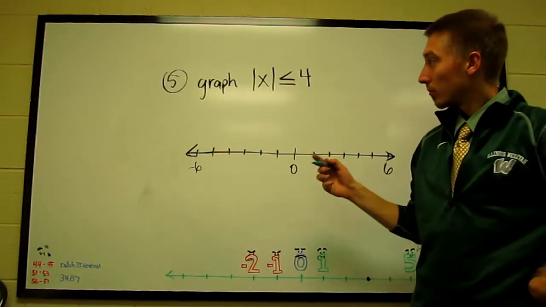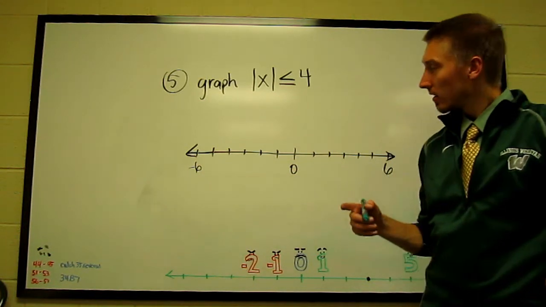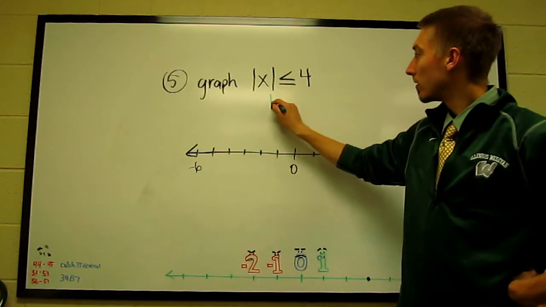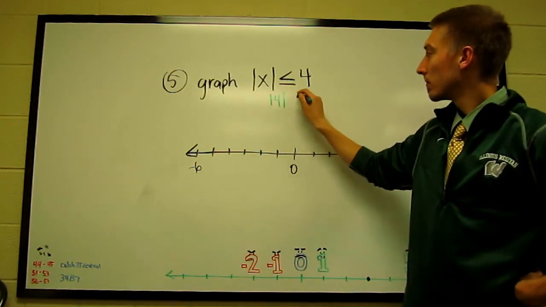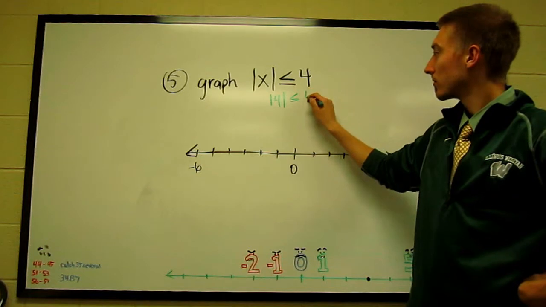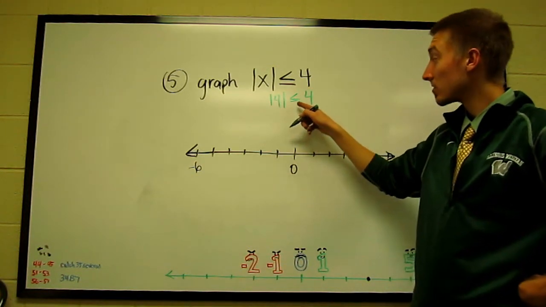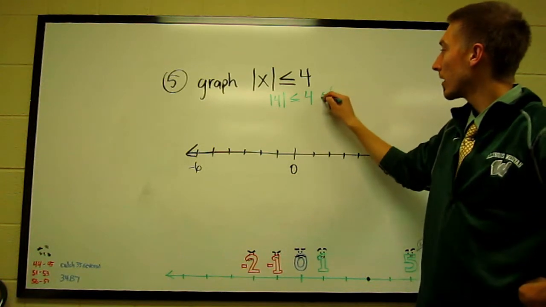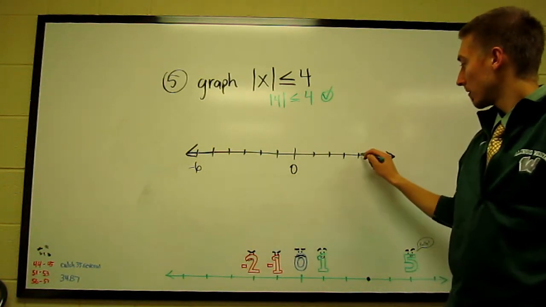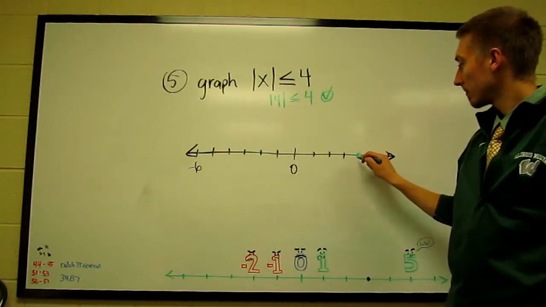So, based on the last question, can we have the absolute value of 4? Is that going to be less than or equal to 4? Okay, the absolute value of 4 is 4. That is equal to 4, so that works, okay? I'm going to put a dot right here.